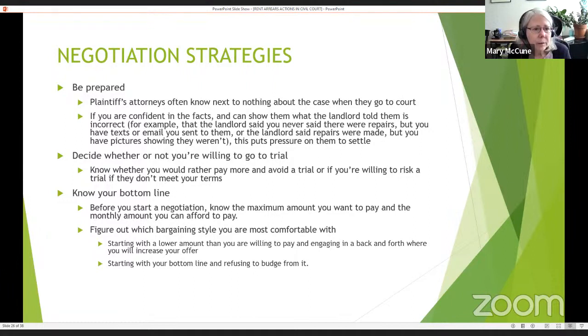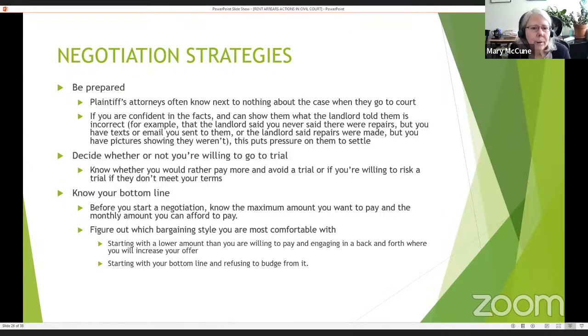The best thing you can do to get a good outcome when you're negotiating is just be prepared. Know your case. The plaintiff's attorneys do a volume practice. They're there for multiple cases, and often their clients don't really give them a lot of information. So they show up in court and they know next to nothing. If you are confident in the facts and you can show them why what the landlord told them about the case isn't right.